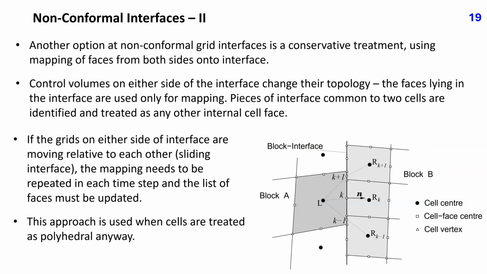In 3D and on curved surfaces, it is non-trivial to identify each piece of interface common to two cells. The curvature, relative phase position, and tolerances play a role. If the grids on either side of the interface are moving relative to each other, like in a sliding interface, the mapping needs to be repeated in each time step, and the list of faces must be updated. This approach is used when cells are treated as polyhedra anyway.